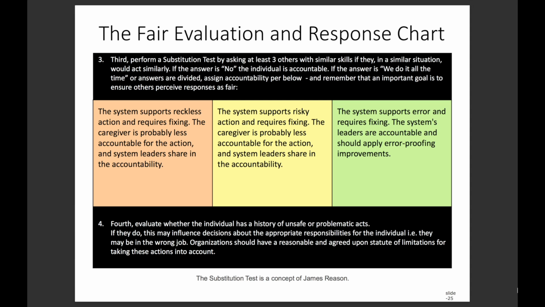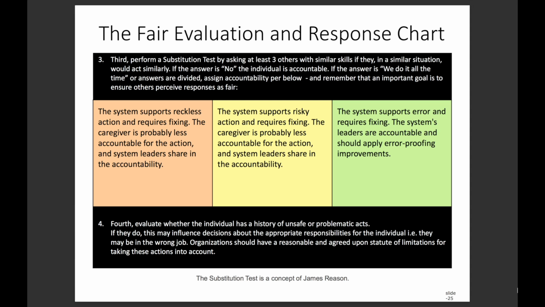So this is one thing where you've got to ask yourself, is it a leadership issue? Is it a unit or institutional leadership issue? In other words, have the leaders been tolerating unsafe situations in their midst? The example here, you've got a CLABSI infection. Someone didn't follow the bundle, but the unit's not following the bundle, and there's no system accountability for it. You've got to raise that up to the leadership. The system supports risky action and requires fixing. The caregiver is probably less accountable for the action, and system leaders share in the accountability for this as well. If the leadership has been allowing it, then you've got to go to leadership. Sometimes the leadership is not allowing it, and the system just has risk involved in it.